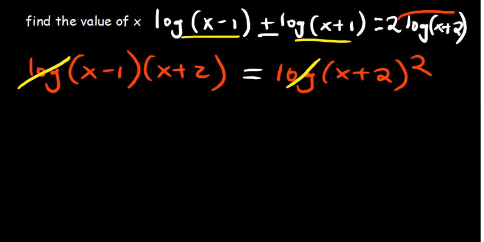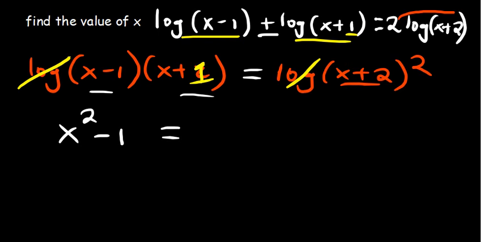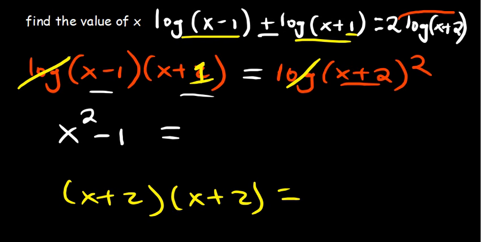At this point, sorry, that is actually a 1, not a 2. So even without wasting much of your time expanding these brackets, we understand that that's a difference of 2 squares. When you simplify it, you're going to have x squared minus 1, equal to the other side, expanding what's in the brackets. Of course, you have (x + 2) to the power 2.